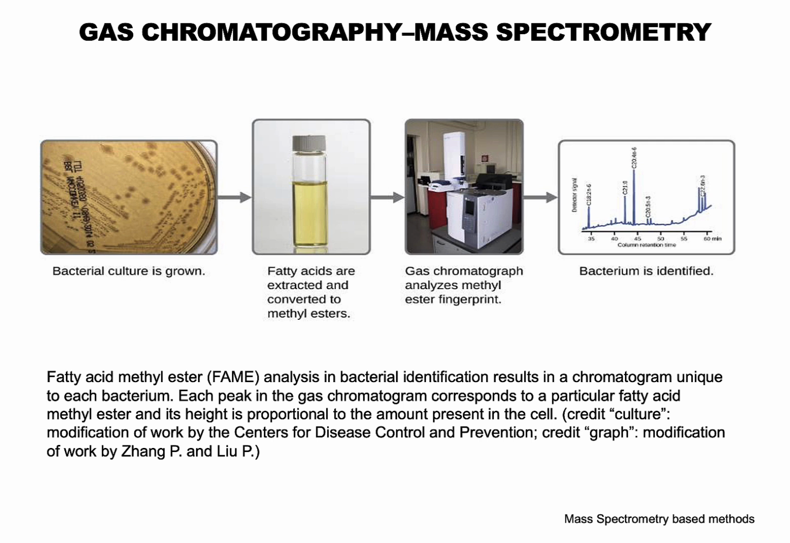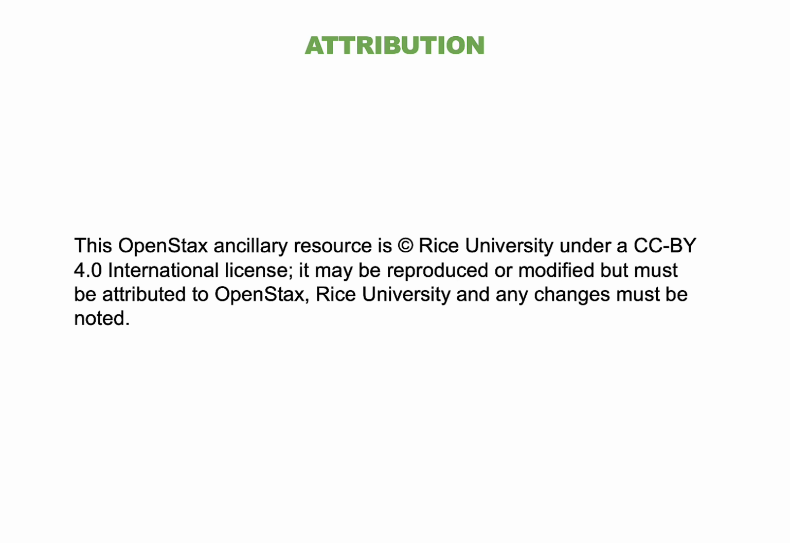In a FAME analysis, fatty acids are extracted from membranes of microorganisms, chemically modified to create volatile methyl esters, and examined using gas chromatography. The resulting GC chromatogram is compared with reference chromatograms in a database that contains data for thousands of bacterial isolates to identify the unknown microorganism.